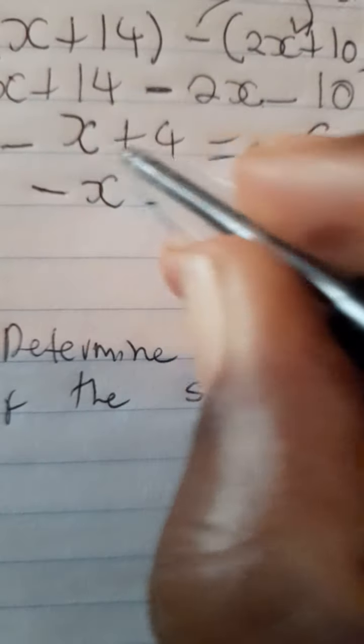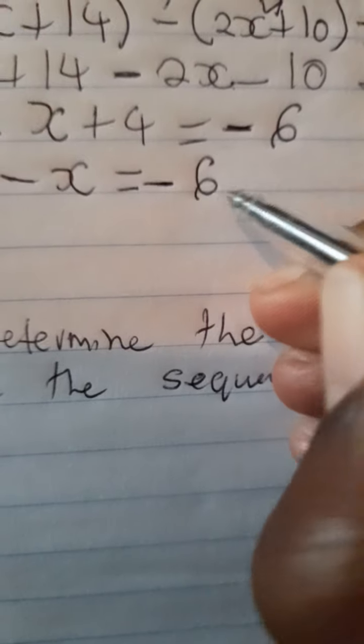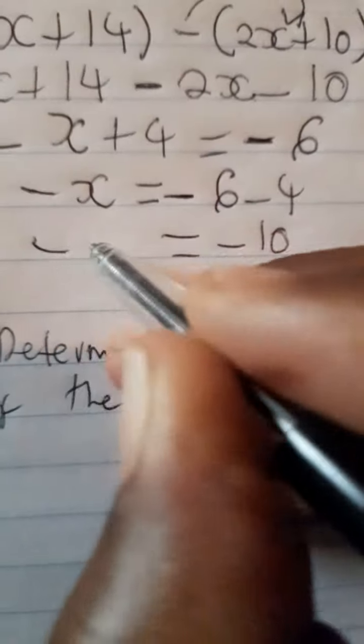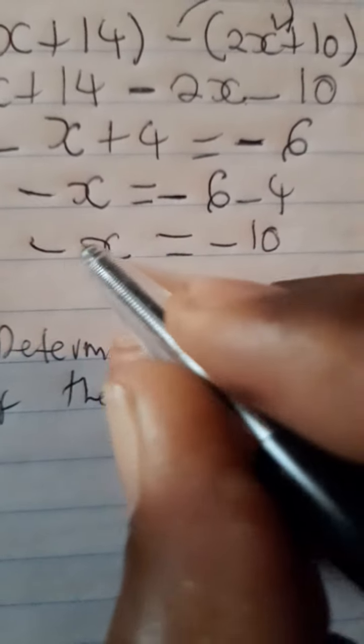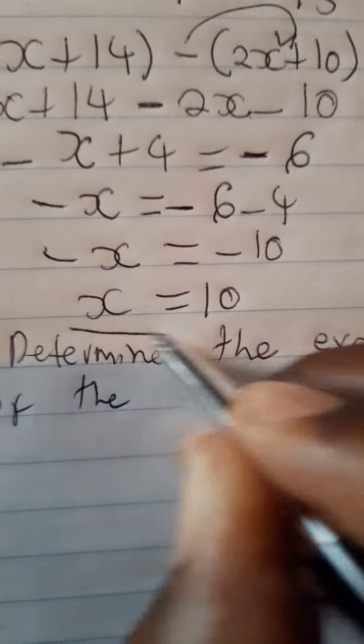We need to make x the subject. So let's take 14 to the other side. It's going to be negative 6 minus 4. That will be minus 10. So we have negative x there. Divide both sides by negative. This will be positive x and this will be positive 10. Hence, we have found the value of x there.